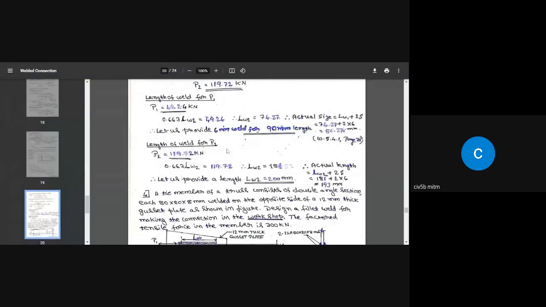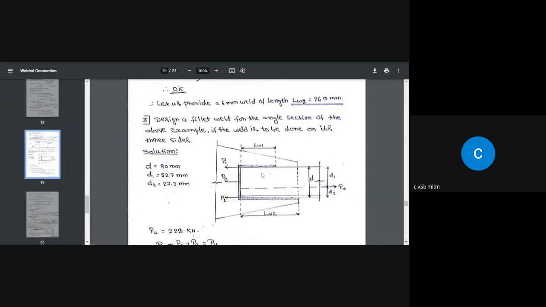Similarly, for load P2, what is load P2 or force P2? 119.72 kilonewton. So 0.663 LW2 should be equated to this value. And we got that value equal to 181 millimeter. Okay, finally, the total length of the weld at the bottom is 193. Of course, we don't provide 193, we provide 200 millimeter. So, coming back to this length, total length we are providing is 90 millimeter. Of course, this is 80 millimeter and this one is 200 millimeter.